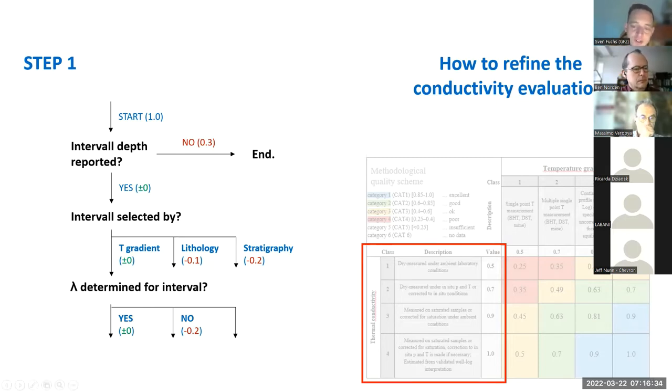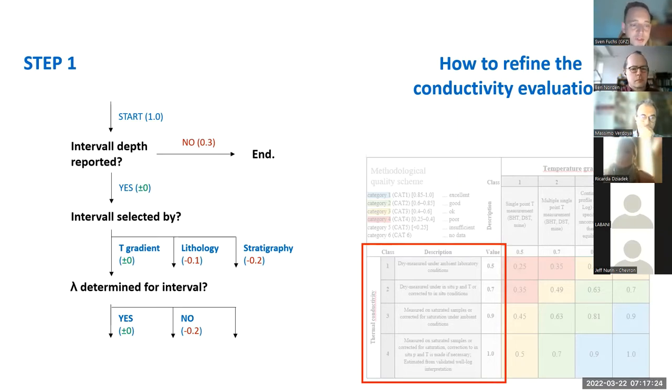Our idea here for the conductivity dimension was that one can extend this dimension in its own matrix, and that we need to answer three questions, which are pointed out here on the left side. So the first question one needs to answer in an evaluation is clearly whether the depth interval is reported. If the heat flow depth interval is not reported, we suggest that at least for a borehole or mine determination, we should end the evaluation, because we cannot proceed further when the interval in which heat flow was determined is not reported.